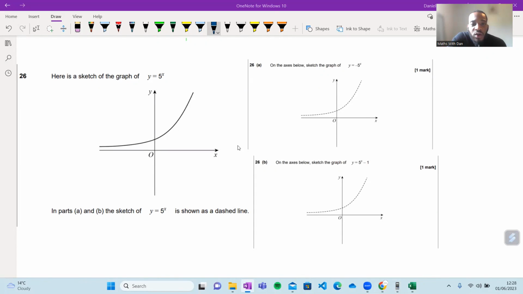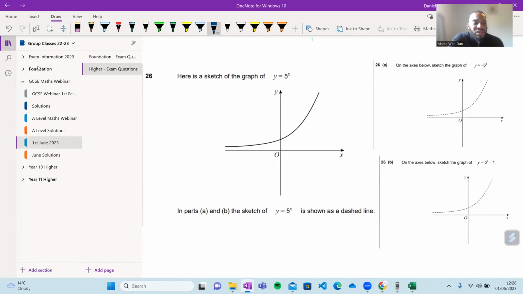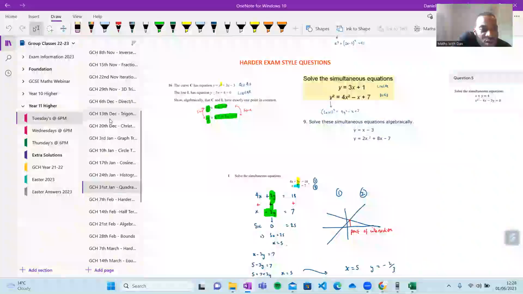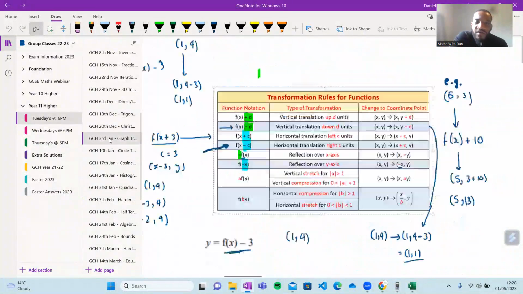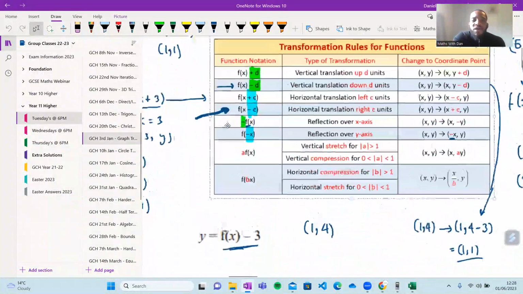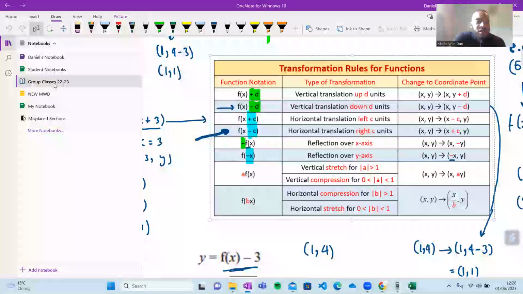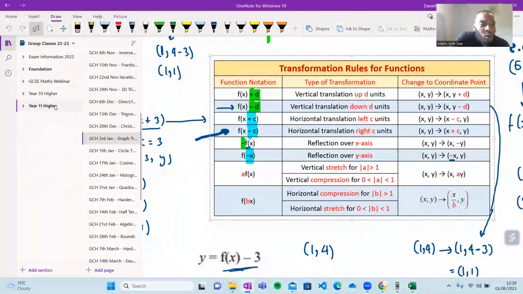All right. So it's been about 2 minutes. Let me get the formula that I'm thinking of. When did I do graph transformations? 3rd of January. So for those of you that are in my group classes every week, you guys have definitely seen this before. I want you guys to tell me how well you know this.